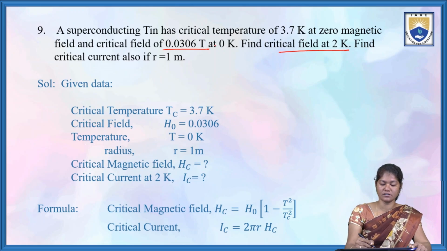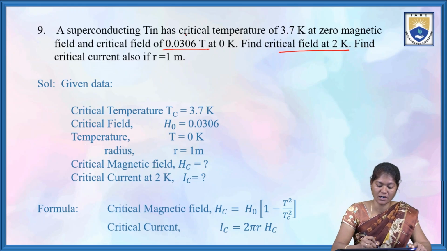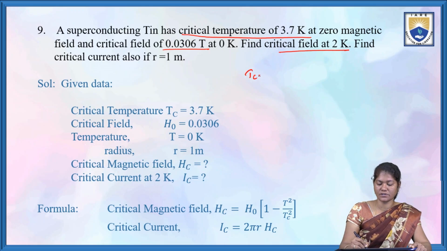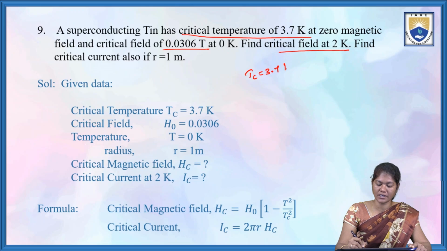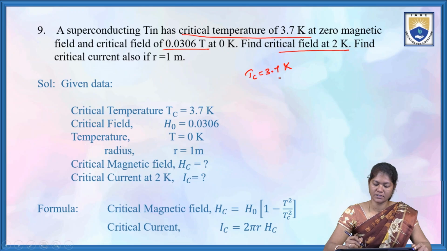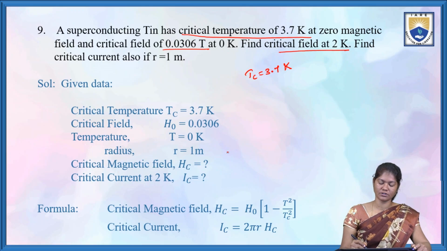The critical temperature of the superconducting material tin is Tc equal to 3.7 degree Kelvin, at a zero magnetic field. The critical field is given as 0.0306 Tesla at 0 degree Kelvin.